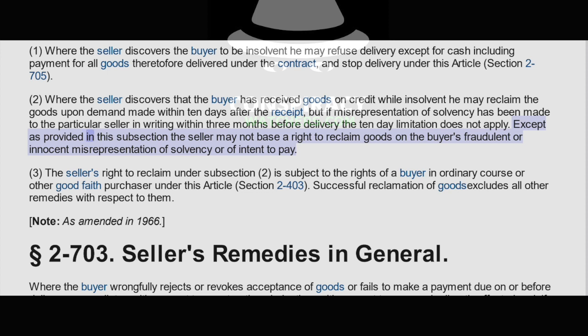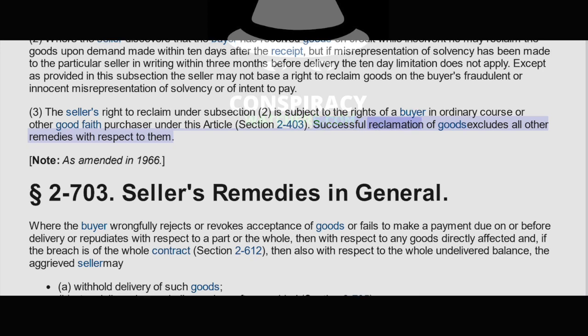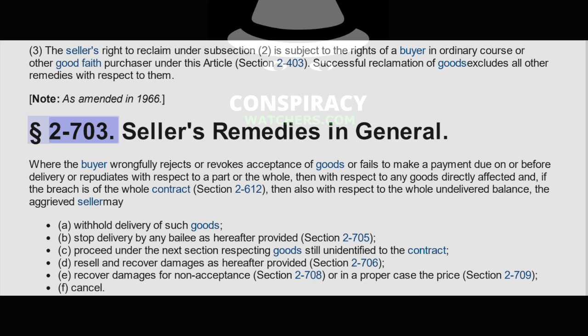Except as provided in this subsection, the seller may not base a right to reclaim goods on the buyer's fraudulent or innocent misrepresentation of solvency or of intent to pay. The seller's right to reclaim under subsection (2) is subject to the rights of a buyer in ordinary course or other good faith purchaser under this article. Successful reclamation of goods excludes all other remedies with respect to them. Section 2-703. Seller's remedies in general.